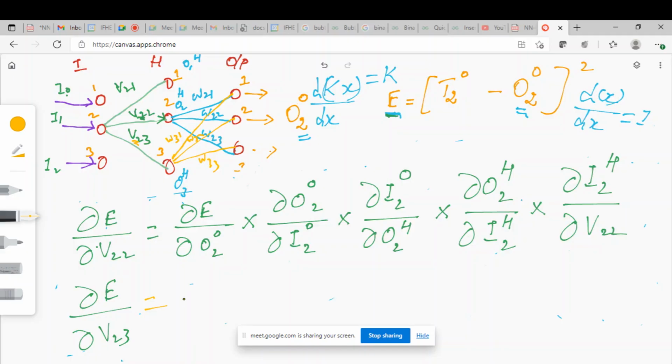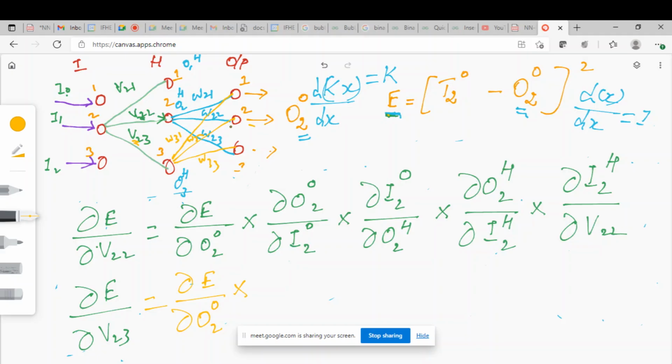Yes, ∂E over ∂O2O. See, are we talking about this output? O2O, we are talking about this output only. Are you getting? So O2O. Next will be what? This error immediately depends on this output, and this output immediately depends on what?